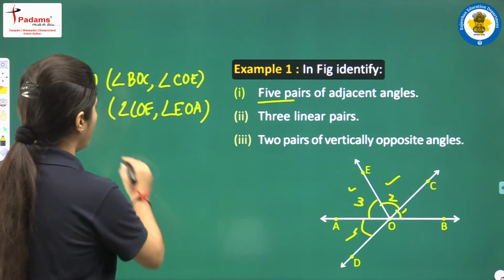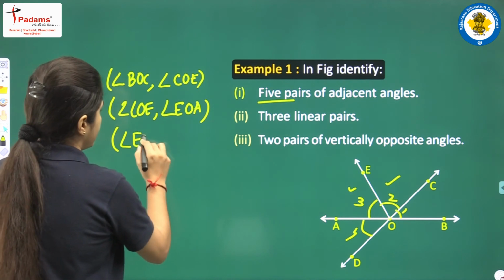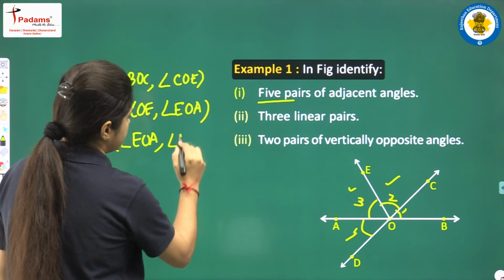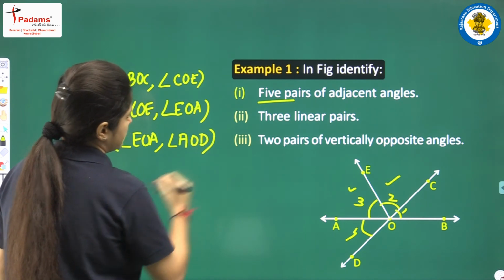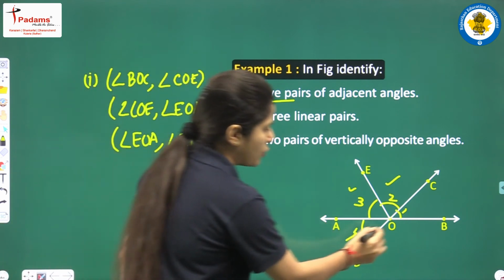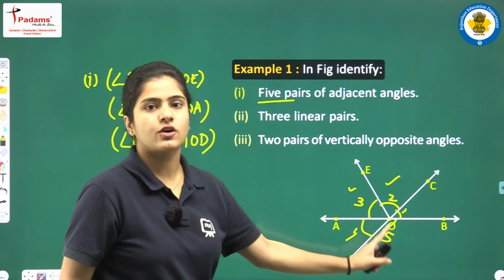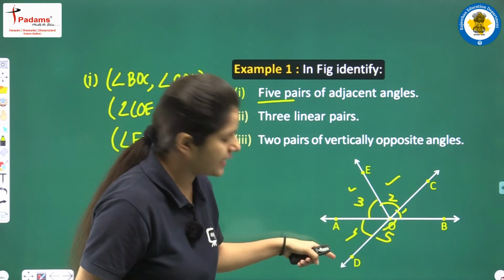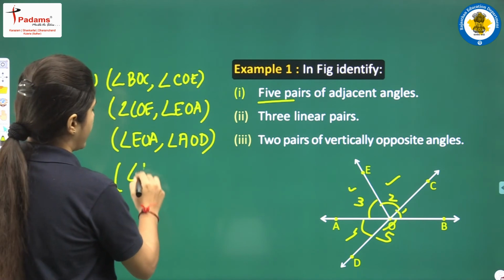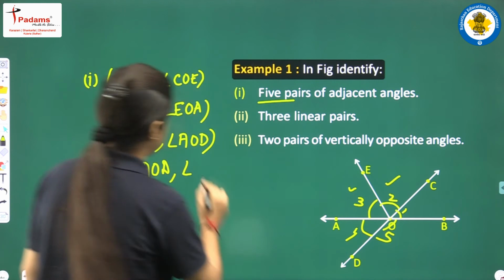Okay, students, now angle EOA and angle AOD. Now the next pair, angle 4 and angle 5, as O is the common vertex and OD is the common arm. So, students, angle AOD and angle DOB.